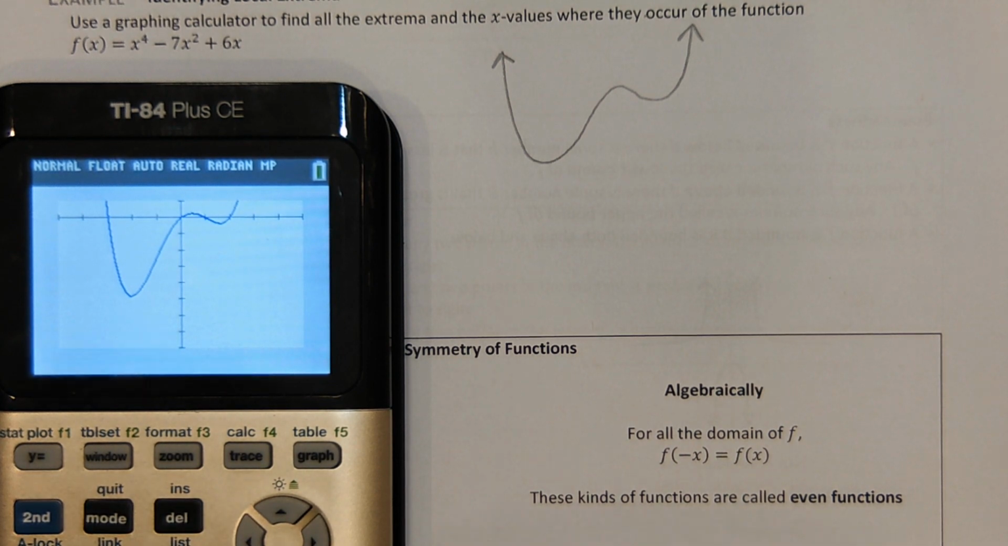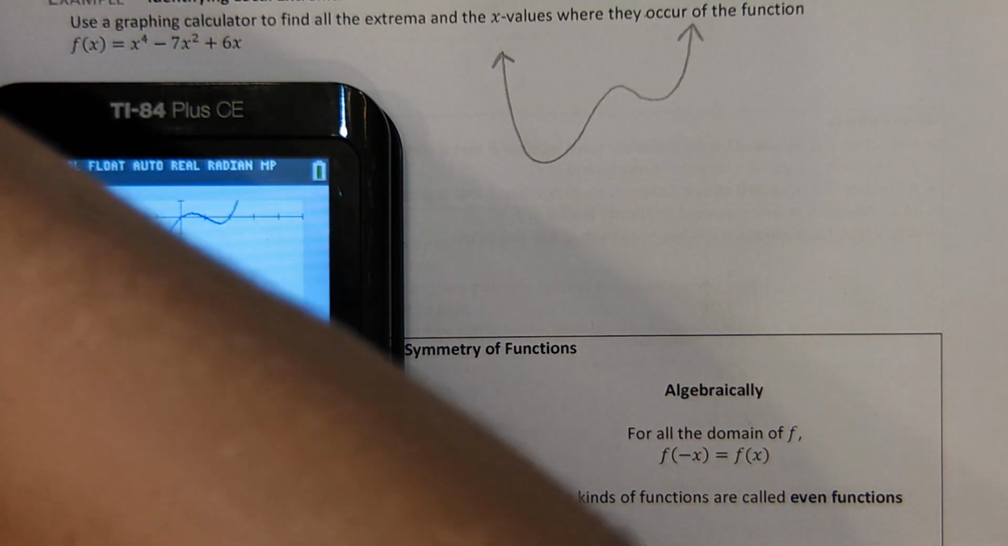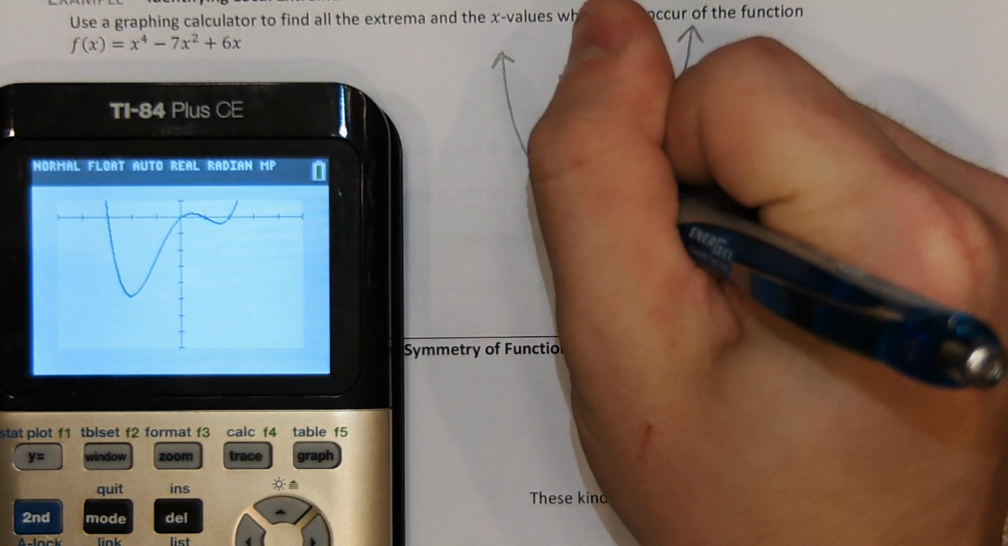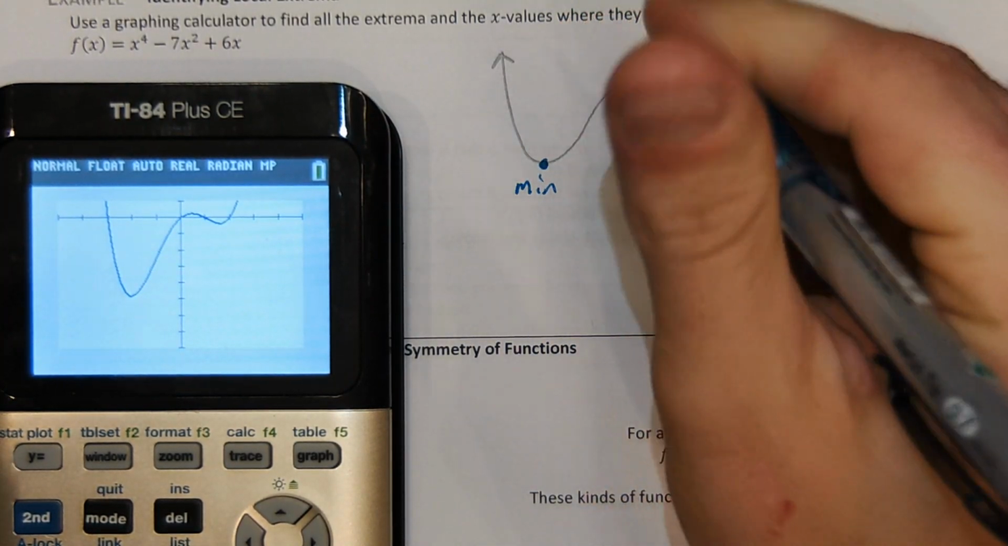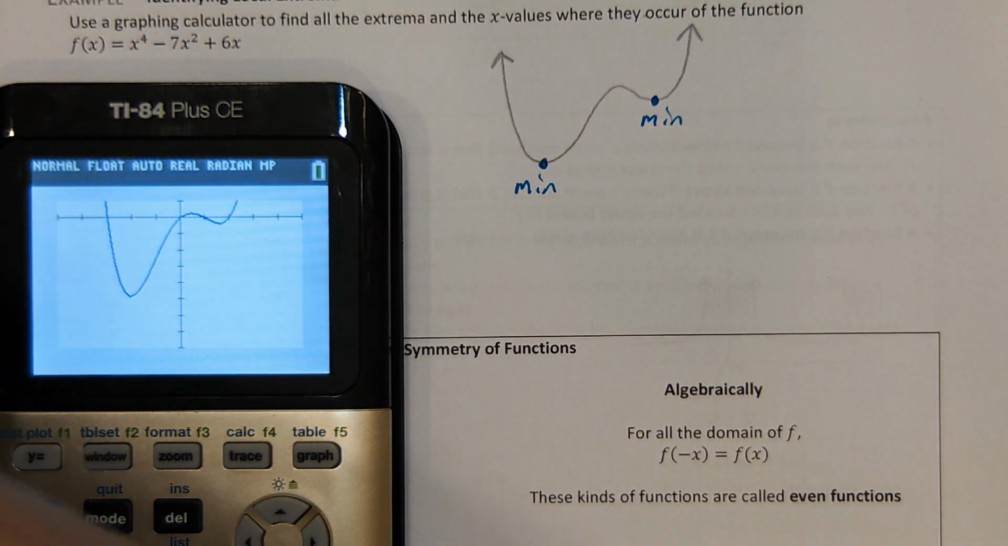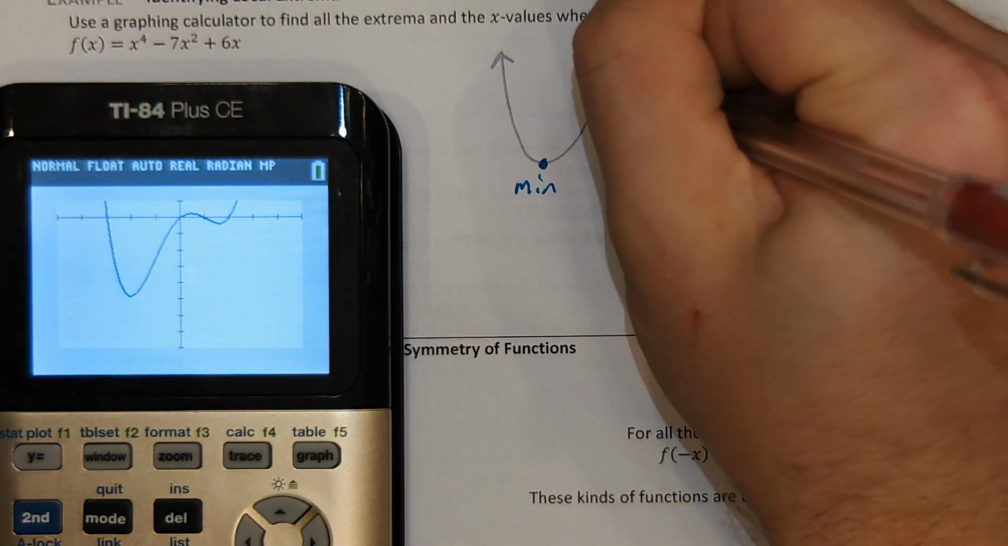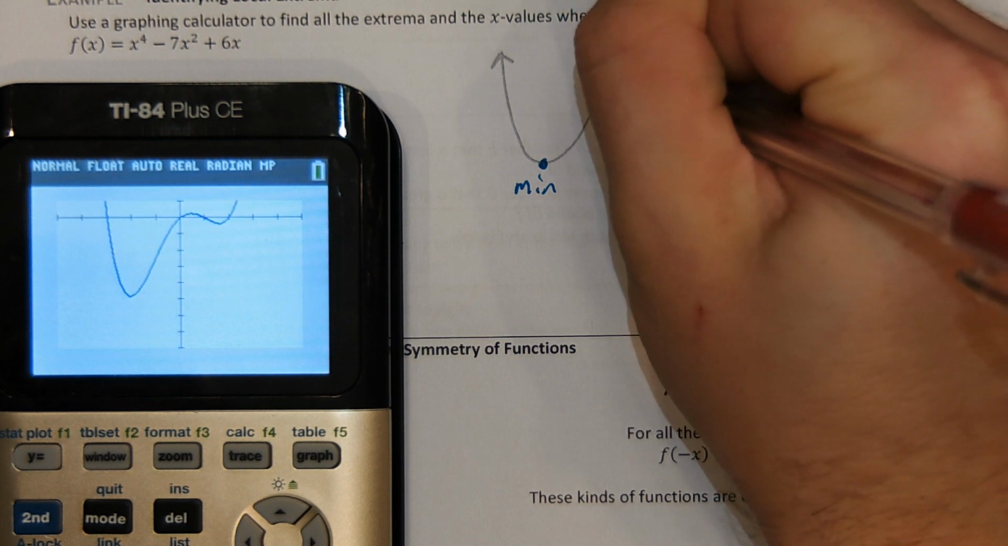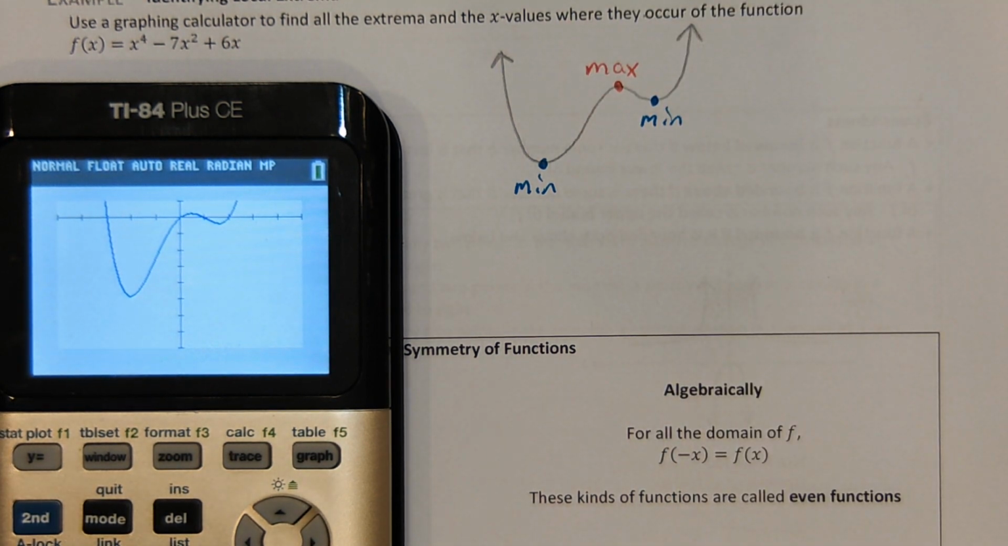Picture not drawn to scale because I'm a math teacher, not an art teacher. And what are we looking for here? We're looking for our extrema, and I'm seeing 3 extreme values. I'm seeing a minimum here and a minimum here. We also have a maximum here. And basically what we've been tasked with here is finding the coordinates of each of those three extreme values.